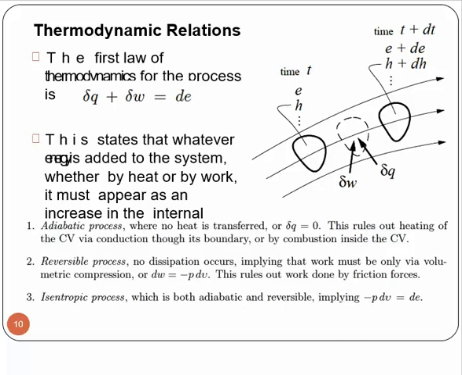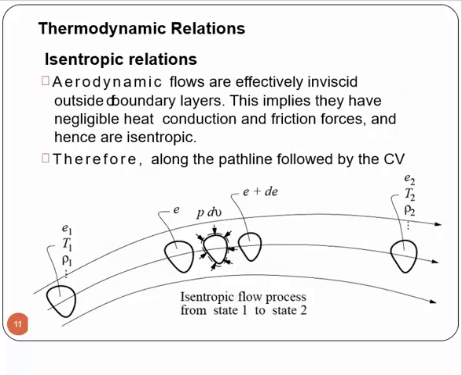If we're talking about the isentropic process, which is both adiabatic and reversible, it implies that minus PdV is equal to dE. In thermodynamics, aerodynamic flows are effectively inviscid outside the boundary layers. This implies negligible heat conduction and friction force, and hence the flow is isentropic along the path line followed by the CV.